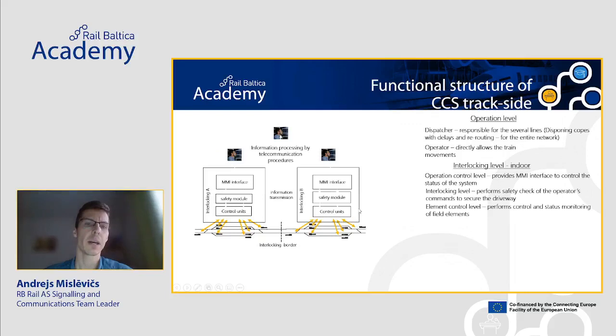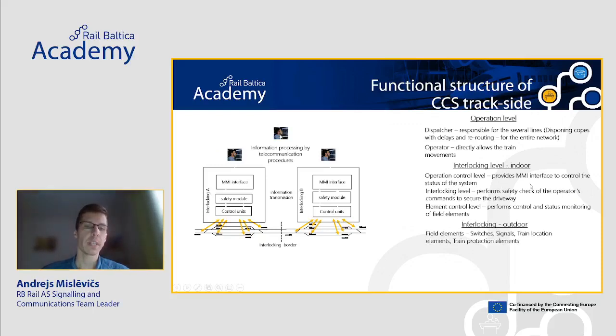And this is done by means of interlocking. So interlocking as a system consists of operational control level, in other words, MMI interface to control the status of the system and to operate the system. Then interlocking level, which performs safety check of the operator's commands to secure the driveway for the train. And then the third level is element control level, which performs control and status monitoring of the field elements.